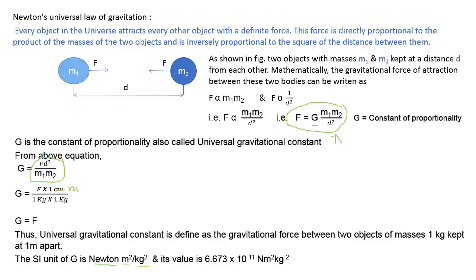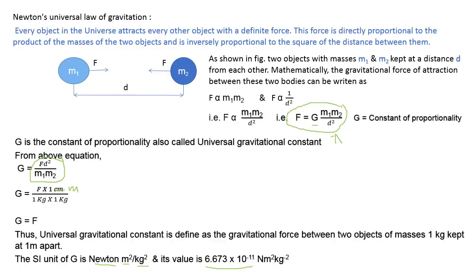It may be asked again in MCQ-like questions or true or false. So the SI unit of G is Newton meter square per kg square, and its value is found if you solve this formula with these values properly, by taking the proper distance and the masses. This is a constant value, and you have to remember this value.